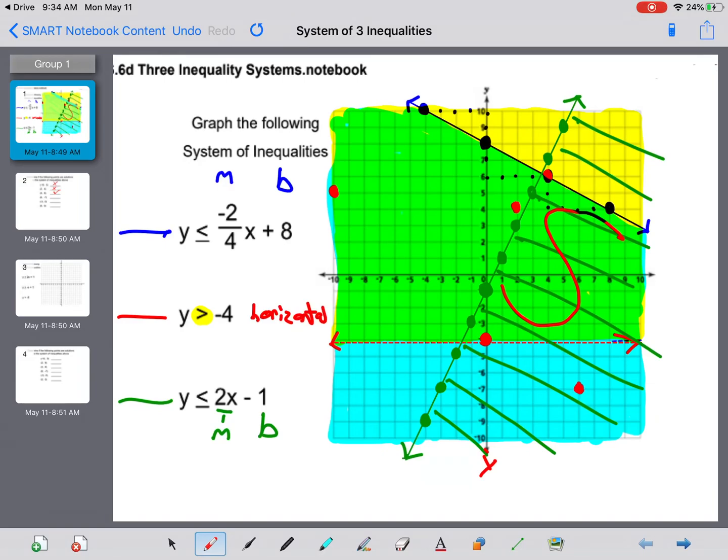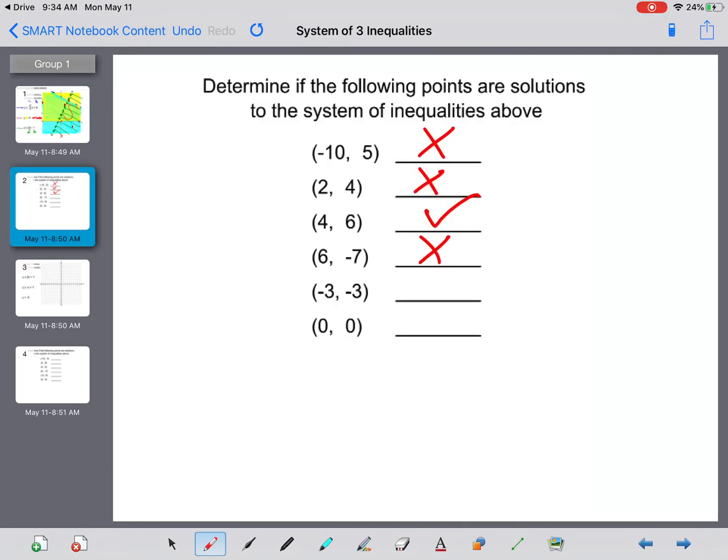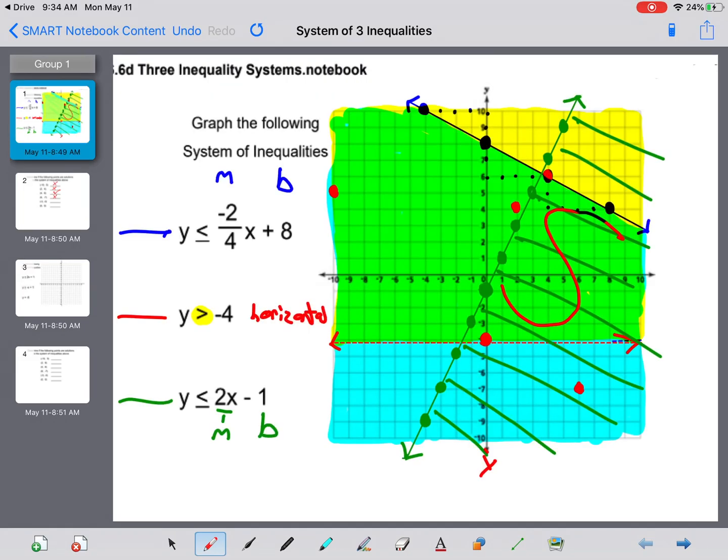6, -7, right 6, down 7. Well, again, that falls in our blue shaded area. That falls in our green line shaded area, but there's no yellow shading going on there at all. That is not part of the solution.